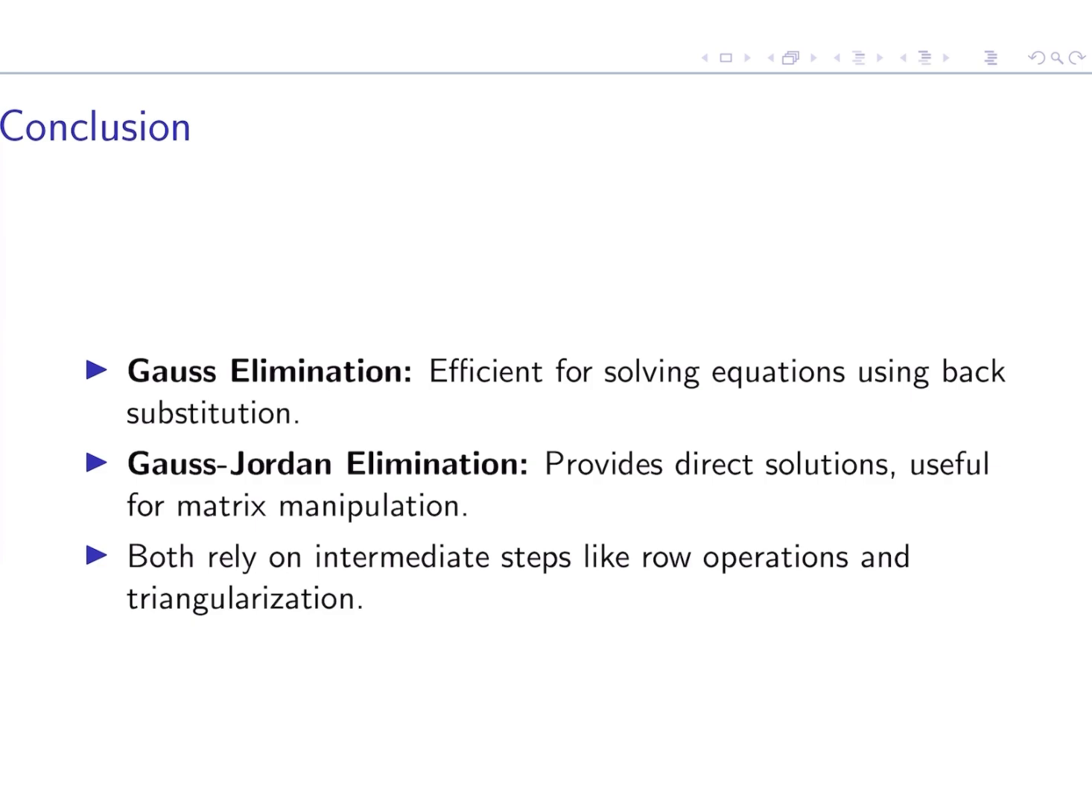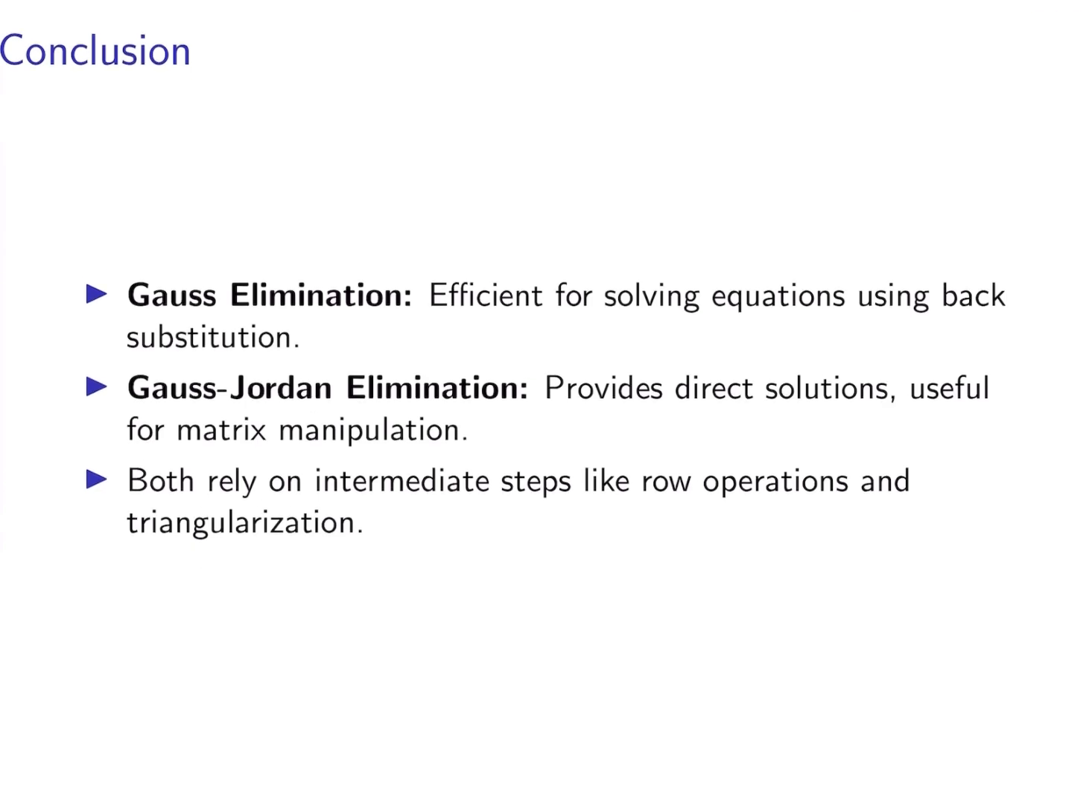And overall the conclusion: Gauss elimination is efficient for solving equations using back substitution, and Gauss Jordan provides a direct solution, useful for matrix manipulation. Both rely on intermediate steps like row operations and triangularization. Okay, so this is all.